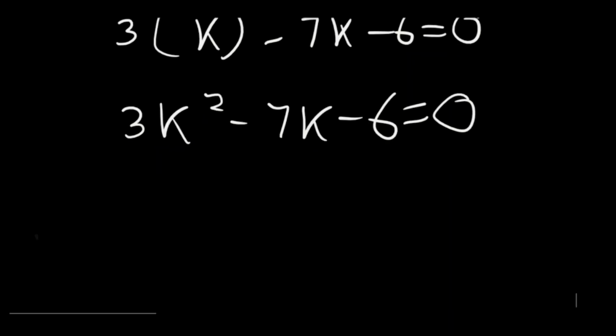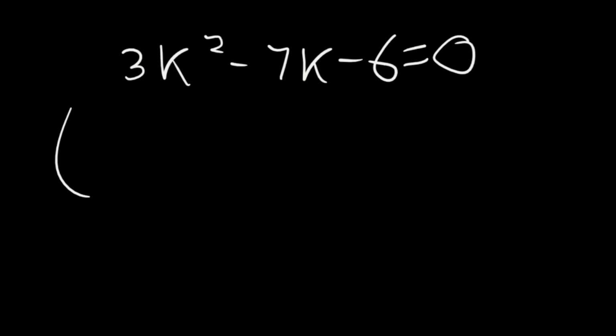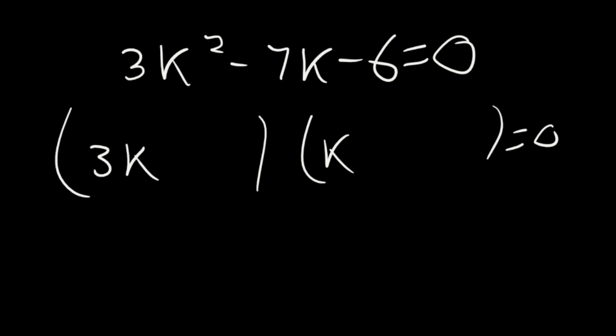Then from here, you can factorize, find the factors for this problem here, where it's going to be 3k and k. Then here it's going to be 3 and 2 and plus and minus, right? If you're struggling with factorizing, please let me know in the comment section.